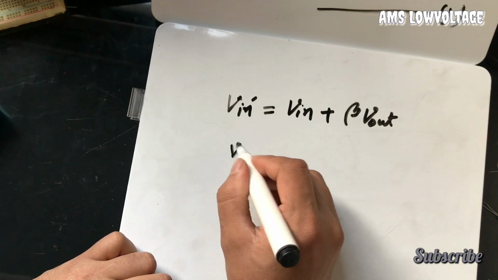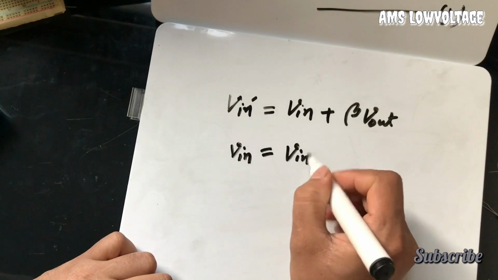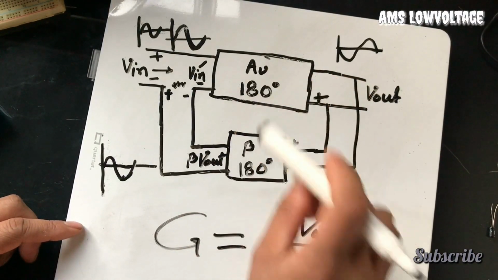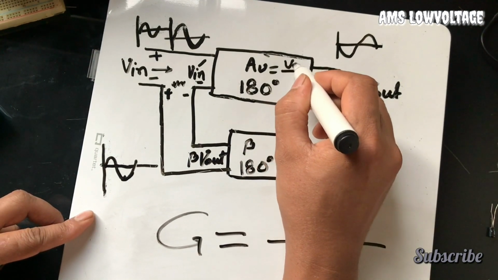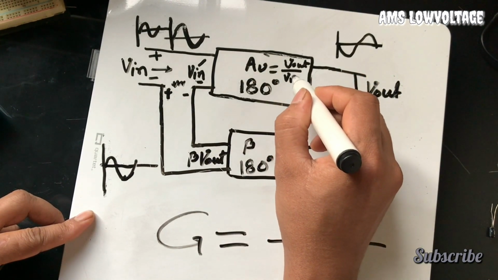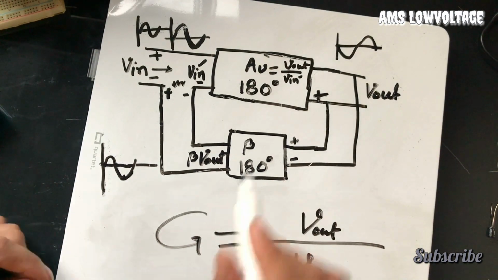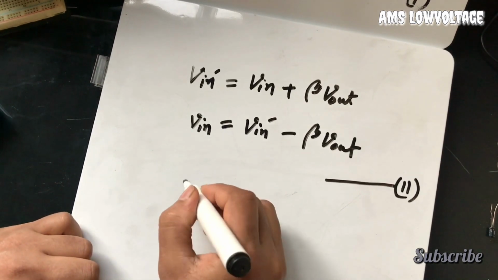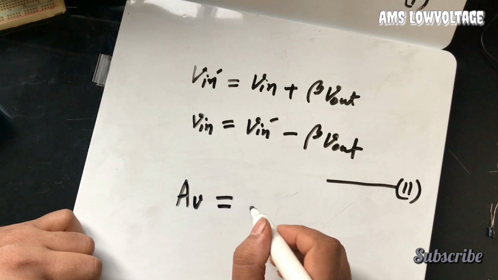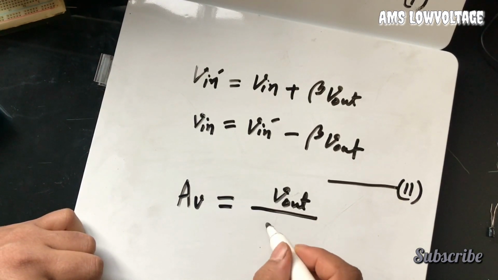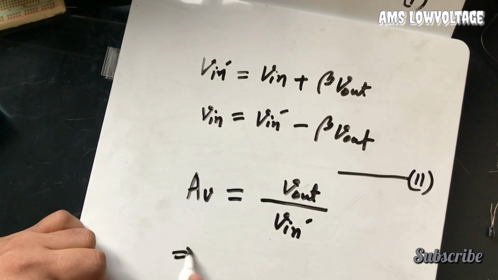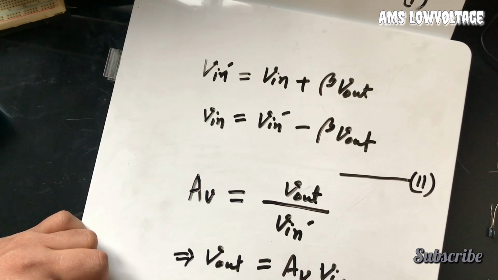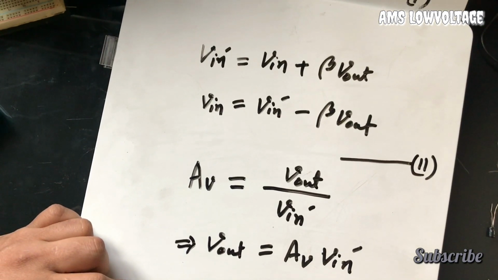We can rearrange this equation and find V in equal to V in prime minus beta V out. The transistor gain by itself, AV, is equal to V out divided by V in prime. So for the gain of this transistor by itself, we can write transistor gain AV is equal to V out divided by V in prime, and from there I can write V out is equal to AV V in prime. Say this is number 3.